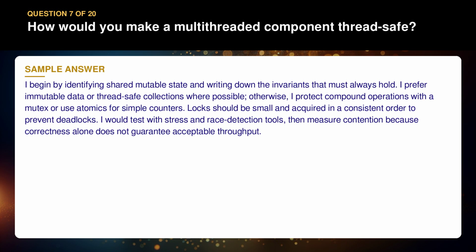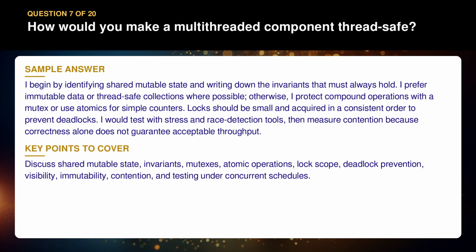Otherwise, I protect compound operations with a mutex or use atomics for simple counters. Locks should be small and acquired in a consistent order to prevent deadlocks. I would test with stress and race detection tools, then measure contention because correctness alone does not guarantee acceptable throughput. Discuss shared mutable state, invariants, mutexes, atomic operations, lock scope, deadlock prevention, visibility, immutability, contention, and testing under concurrent schedules.